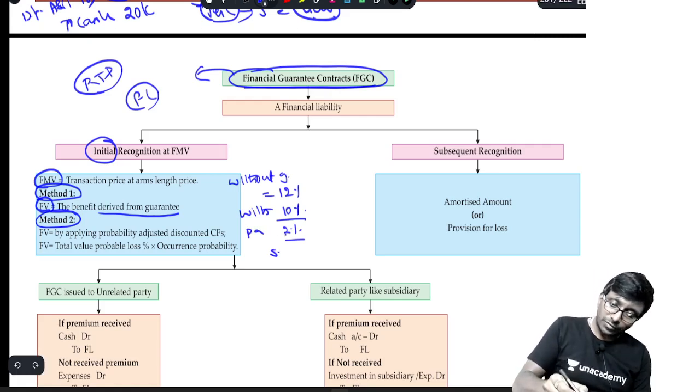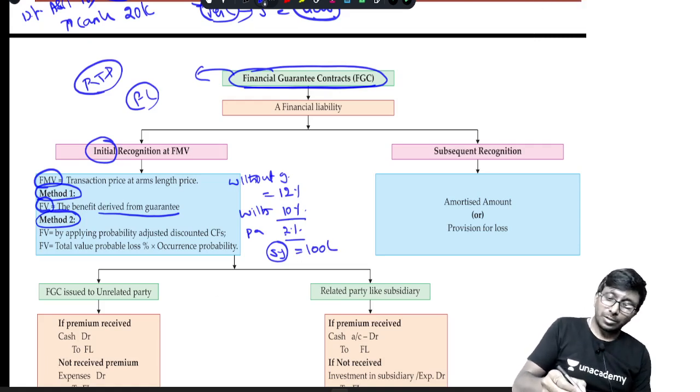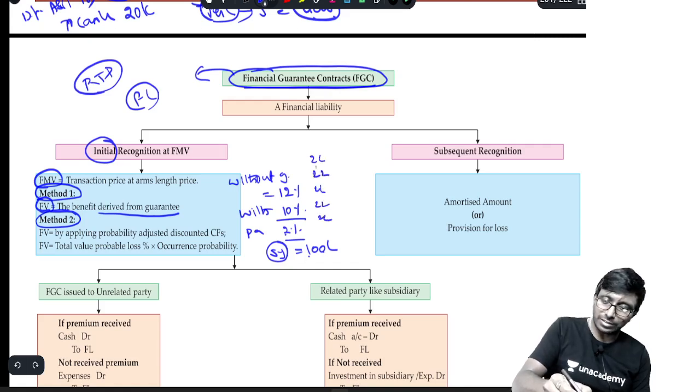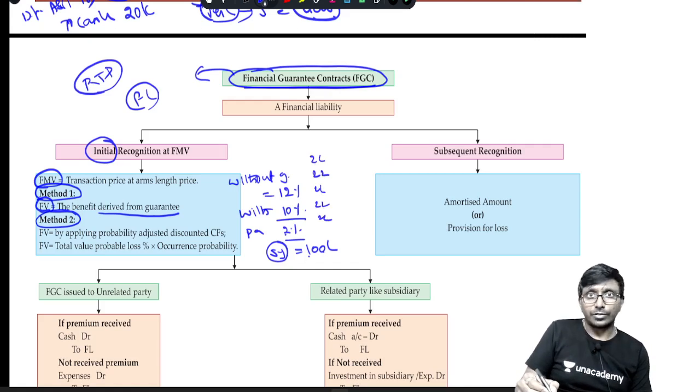Suppose this is a 5-year loan. How much is the amount? Let us say 100 lakh rupees. What is the benefit? 2% on 100 lakh is equal to 2 lakh, and it is for 5 years.